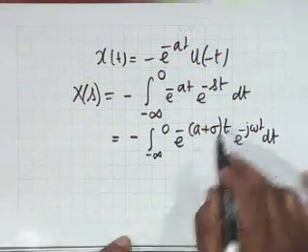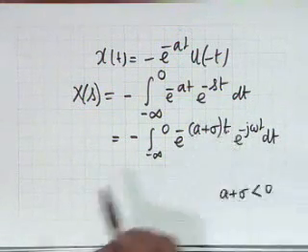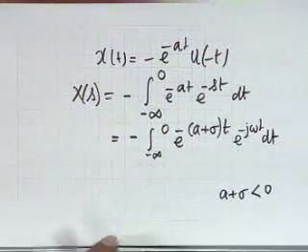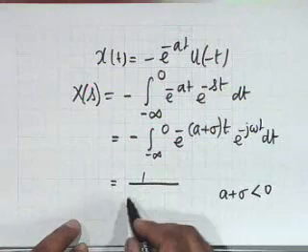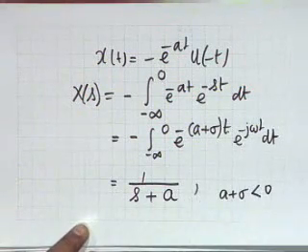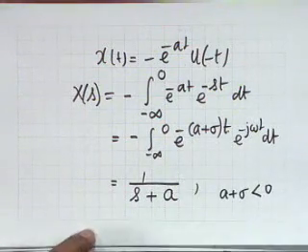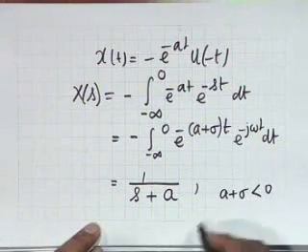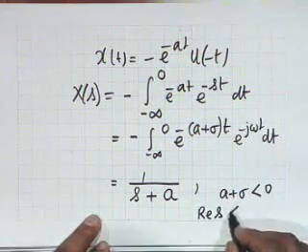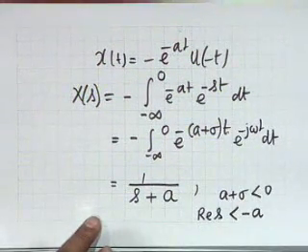Why? Because t itself is negative, and therefore the product (a plus sigma) times t must be positive in order that this integral converges. And you can show that this is exactly equal to 1 by s plus a, where a plus sigma has to be less than 0. In other words, real part of s must be less than minus a, alright.